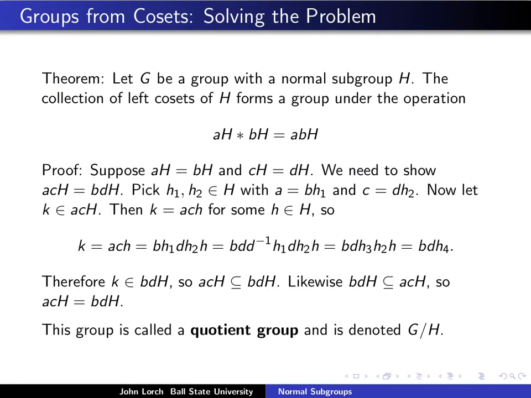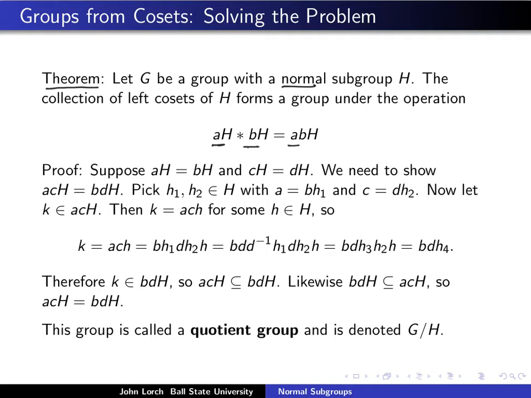Now let's return to the problem of forming a group out of the left cosets of some subgroup. So this time we're going to be successful. So we have a theorem that says that if you start with any group, capital G, and a normal subgroup, H, then the collection of left cosets of H does indeed form a group under the operation we discussed previously. Namely, you take two left cosets and multiply them together essentially by multiplying the representatives a times b and using that product to form a new left coset of H.